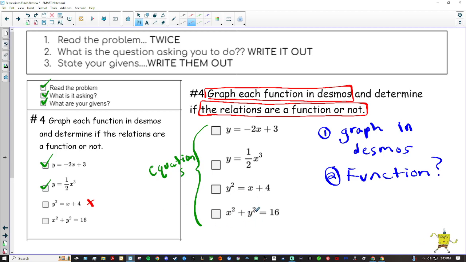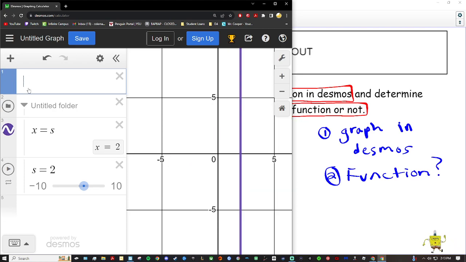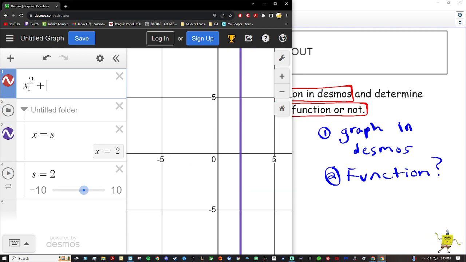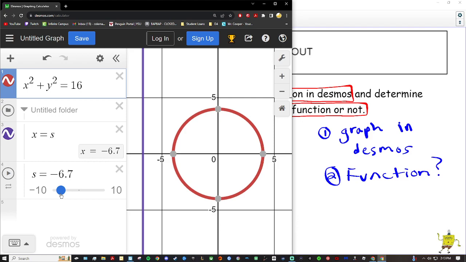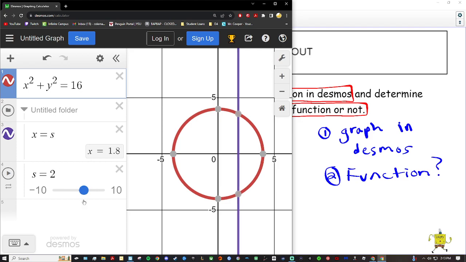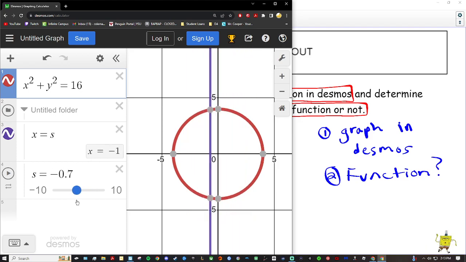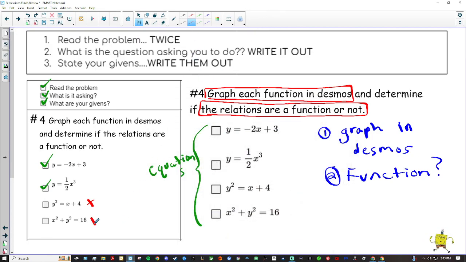One more. X squared plus y squared equals 16. If I take my vertical line or your pencil and slide it across, I can see that my vertical line is hitting my graph more than once. More than once. So this is not a function. And that is the end of our review.